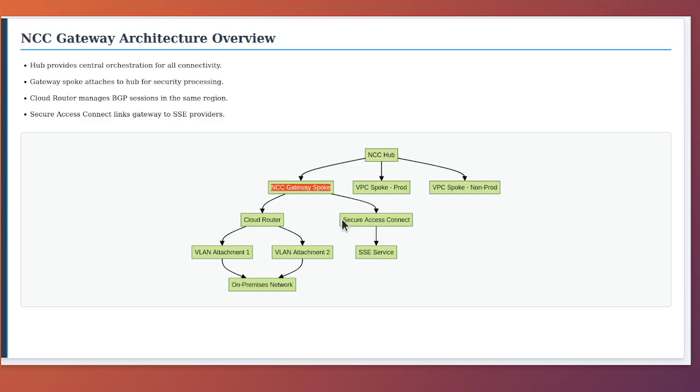The Secure Access Connect component links the NCC Gateway to your chosen SSE provider. This is the integration point where traffic gets sent to the third-party security service for inspection and policy enforcement. The SSE service represents your security service edge provider, such as Palo Alto Networks Prisma Access or Symantec Cloud SWG. This is where traffic is inspected, filtered, and secured before reaching its destination. Finally, the VPC spokes represent your application workloads in Google Cloud VPC networks. These spokes connect to the hub and can route traffic through the gateway for security processing.